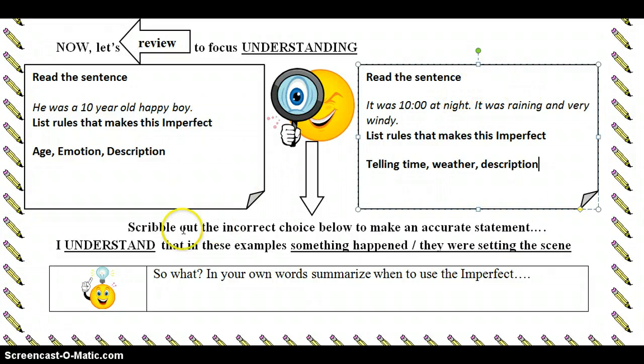So now it says scribble out the incorrect choice below. So we're going to cross out what doesn't make sense so we end up with an accurate statement. It says, I understand that in these examples either A, something happened, or B, they were setting the scene. Cross out, you guessed it, that something happened.